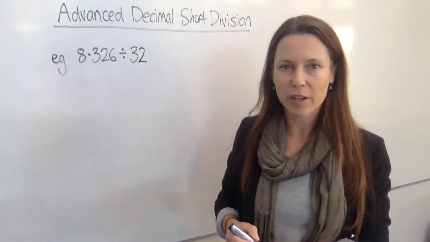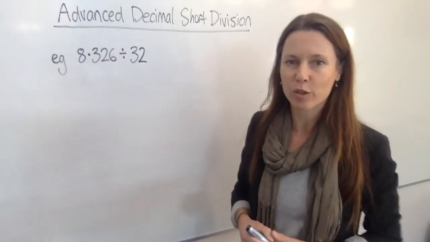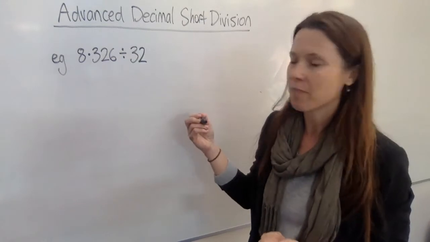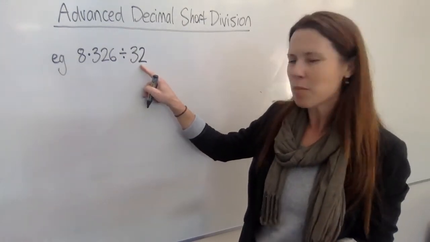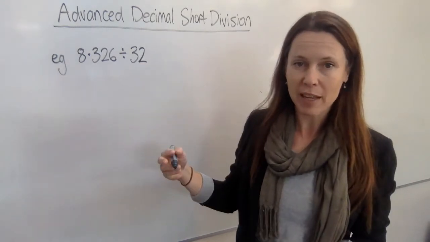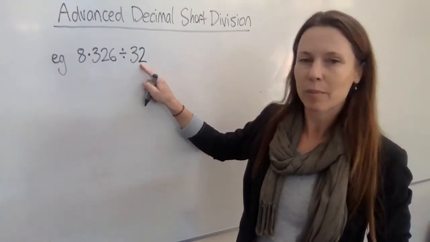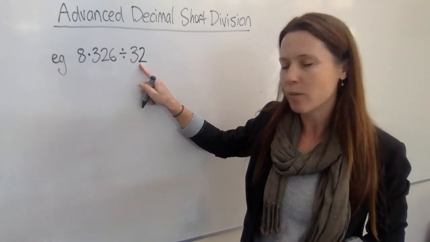Let's have a look at a few of the tricks that can help you when you're doing decimal short division and you've got something really tricky. Now here, in this example, we're dividing by 32. I don't know my 32 times tables off the top of my head, so I'd prefer to divide by something that's a nice simple number between 1 and 10.